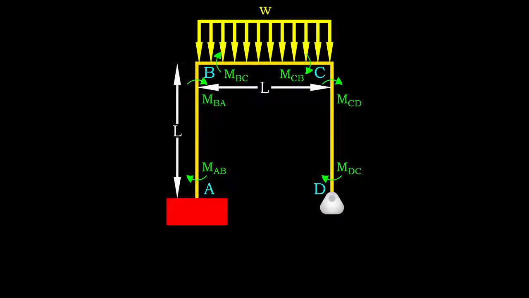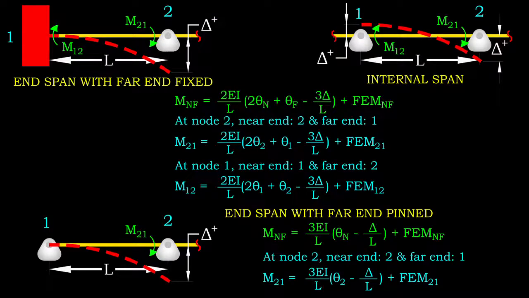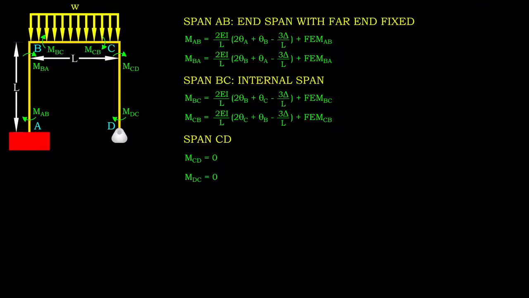Bear in mind that we always consider internal moment that acts in clockwise direction as positive moment. By segmentizing the frame members, we have found something interesting. For members AB and BC, the slope deflection equation applicable for internal span and end span with far end fixed is implemented. For member CD, internal moment at both ends should be 0.